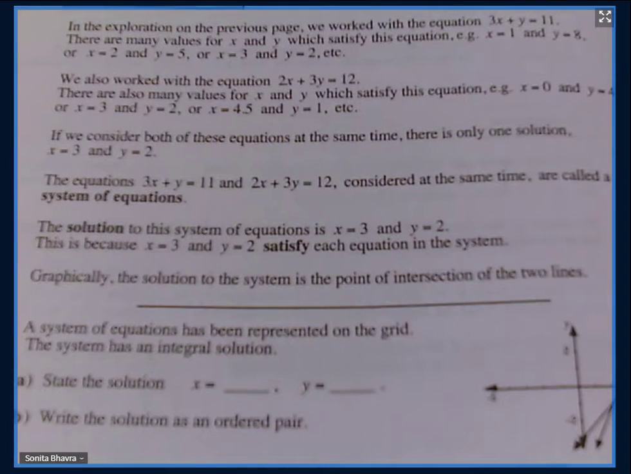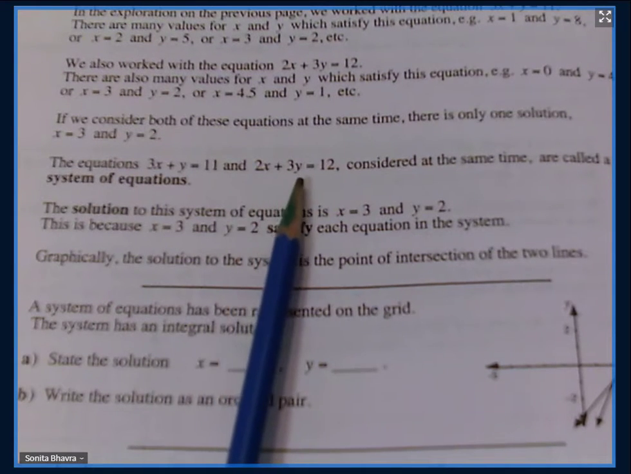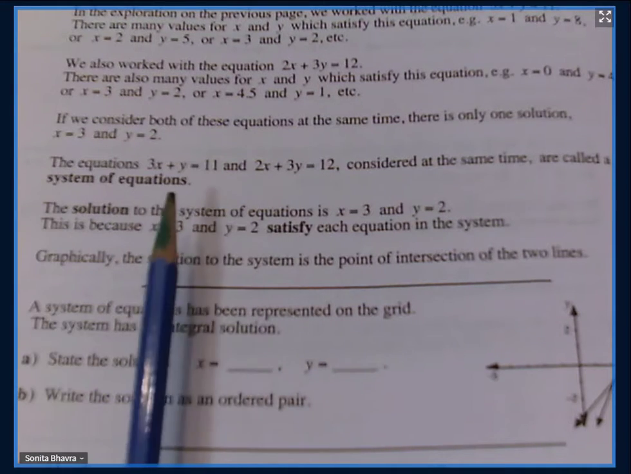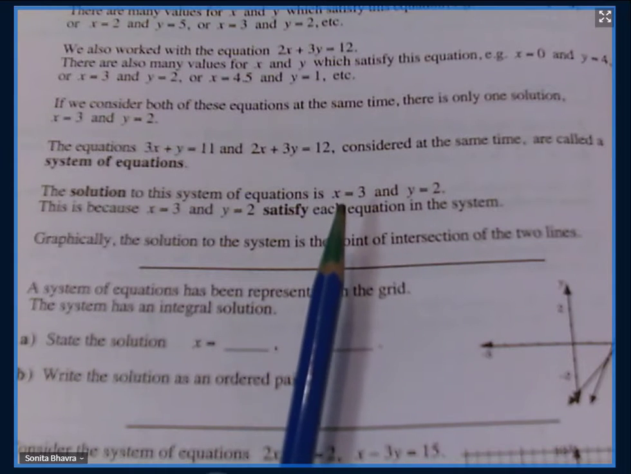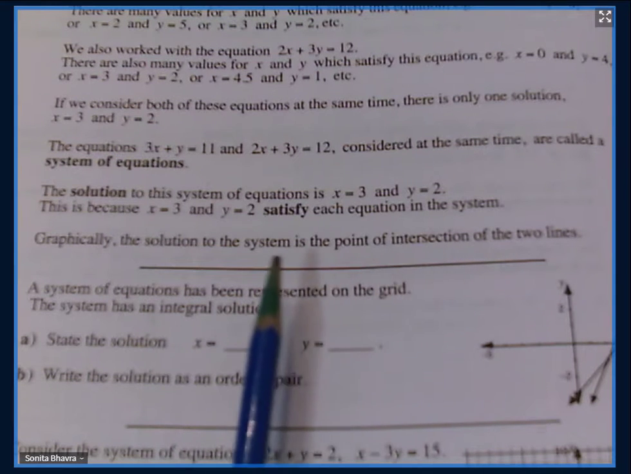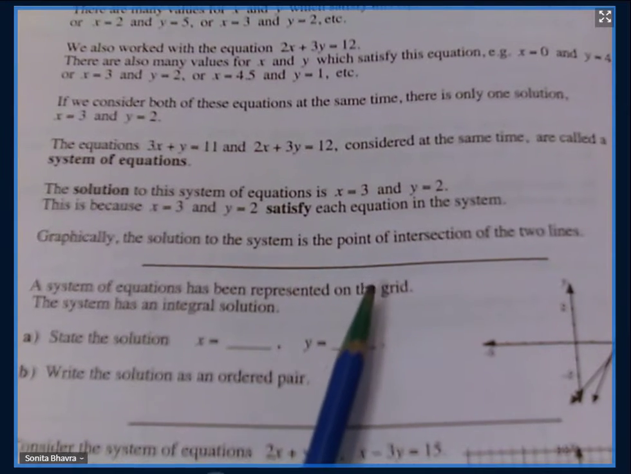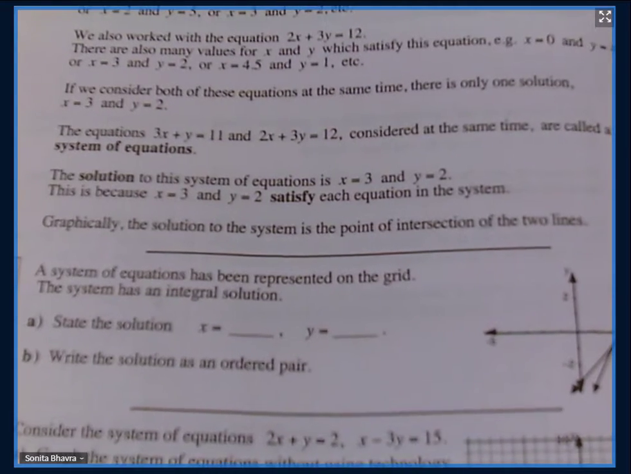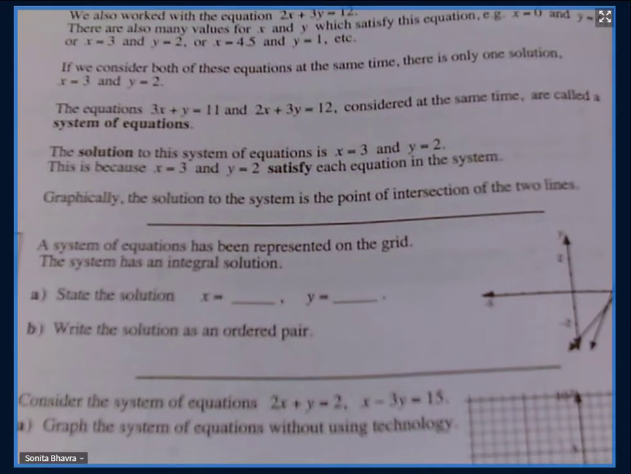So what we found in that previous example is that those two equations, 3x plus y equals 11 and 2x plus 3y equals 12, they're a system of equations, and the solution to that system of equations was at point 3, 2, where x was equal to 3 and y is equal to 2. And the reason being is that that point 3, 2 satisfied both equations in that system. All right, so when we're looking at graphs, the intersection of the two lines is the solution to that system.